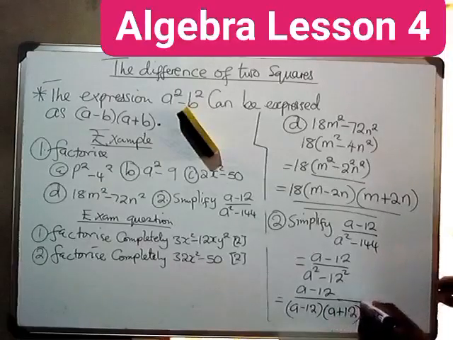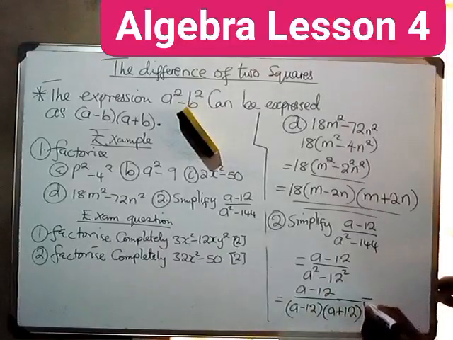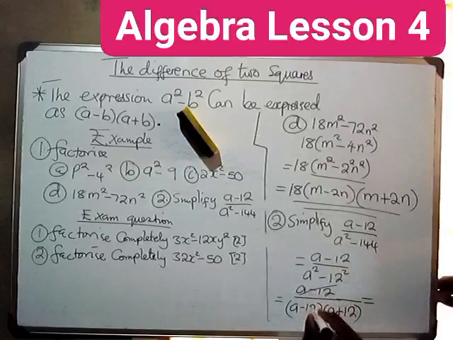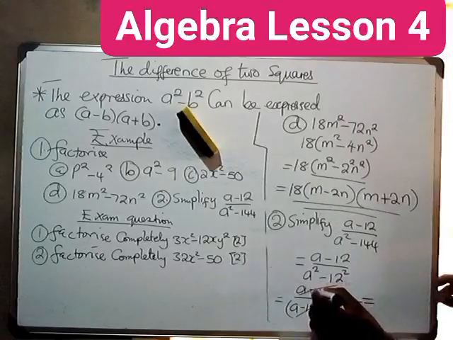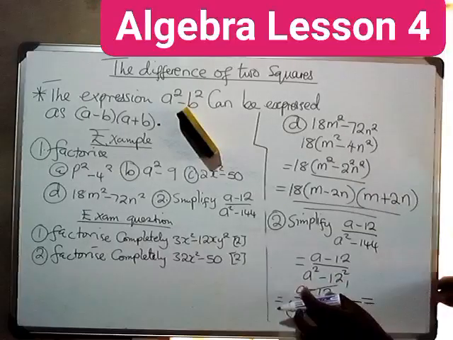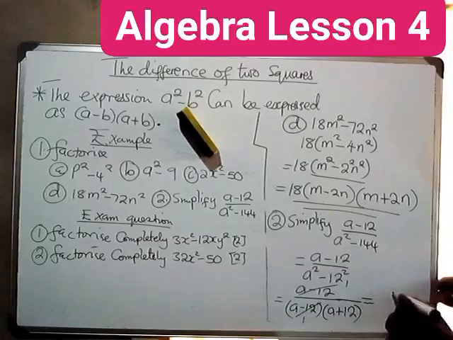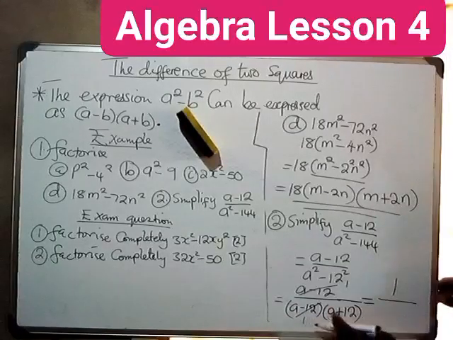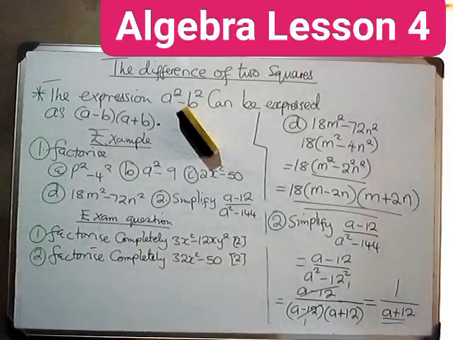Now we look at a minus 12 on top and a minus 12 below. We divide: a minus 12 into a minus 12 is 1. So we're going to have 1 on top. Then 1 multiplied by a plus 12 will be a plus 12. So this marks the end of question number 2.